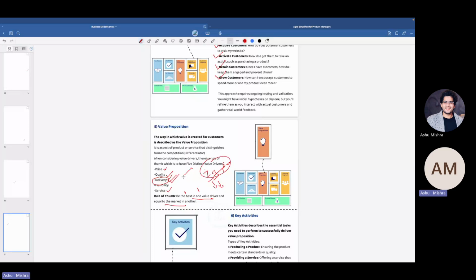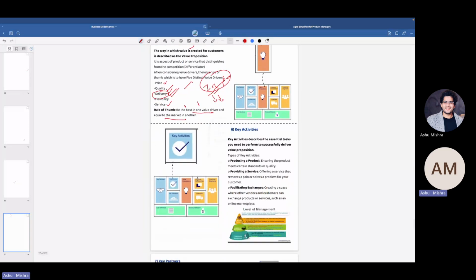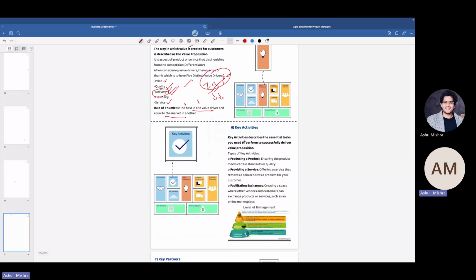The moat remains the delivery, guys, right? And that's what the essence of value proposition is. Now that we have discussed that, guys, let's go to the key activities, right? So key activities describe the essential tasks that you need to perform to successfully deliver the value proposition, guys.